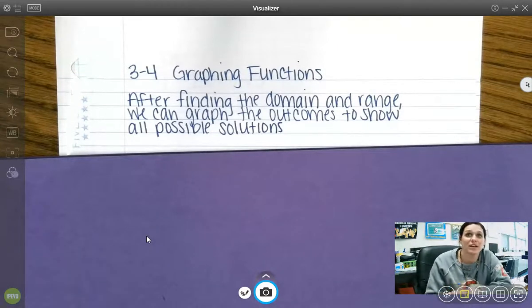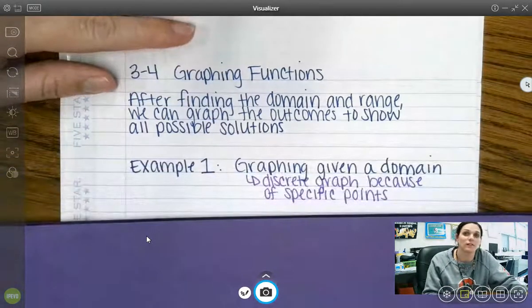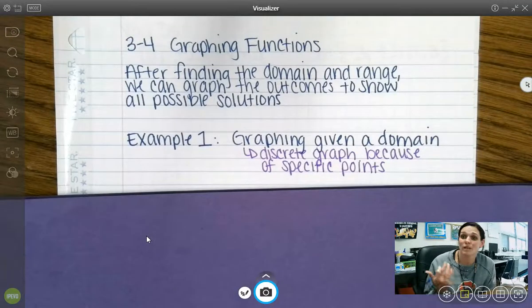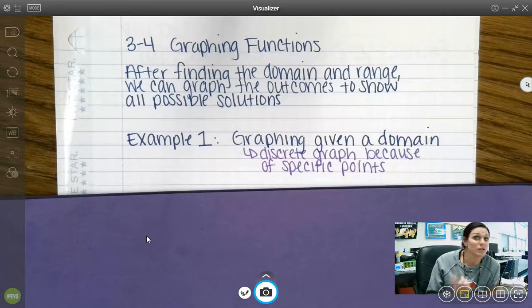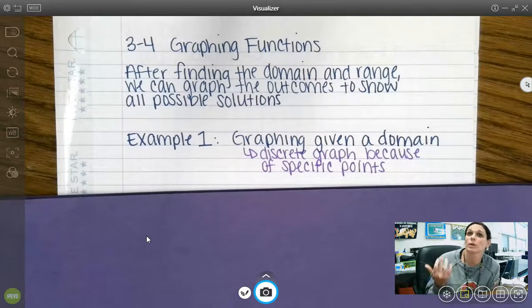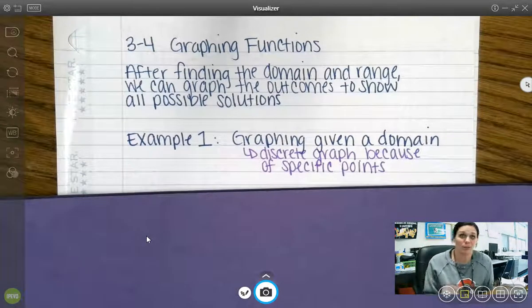All right, so after finding the domain and range, we can graph these possible solutions. So we're going to take a look at the first one, and we're going to just simply be graphing the domain that's already going to be given to us. All right, and so these graphs are going to be discrete graphs because we are going to be given specific points. So remember, we learned the difference between discrete and continuous. Discrete simply means points on the plot. Continuous means that there's data in between.